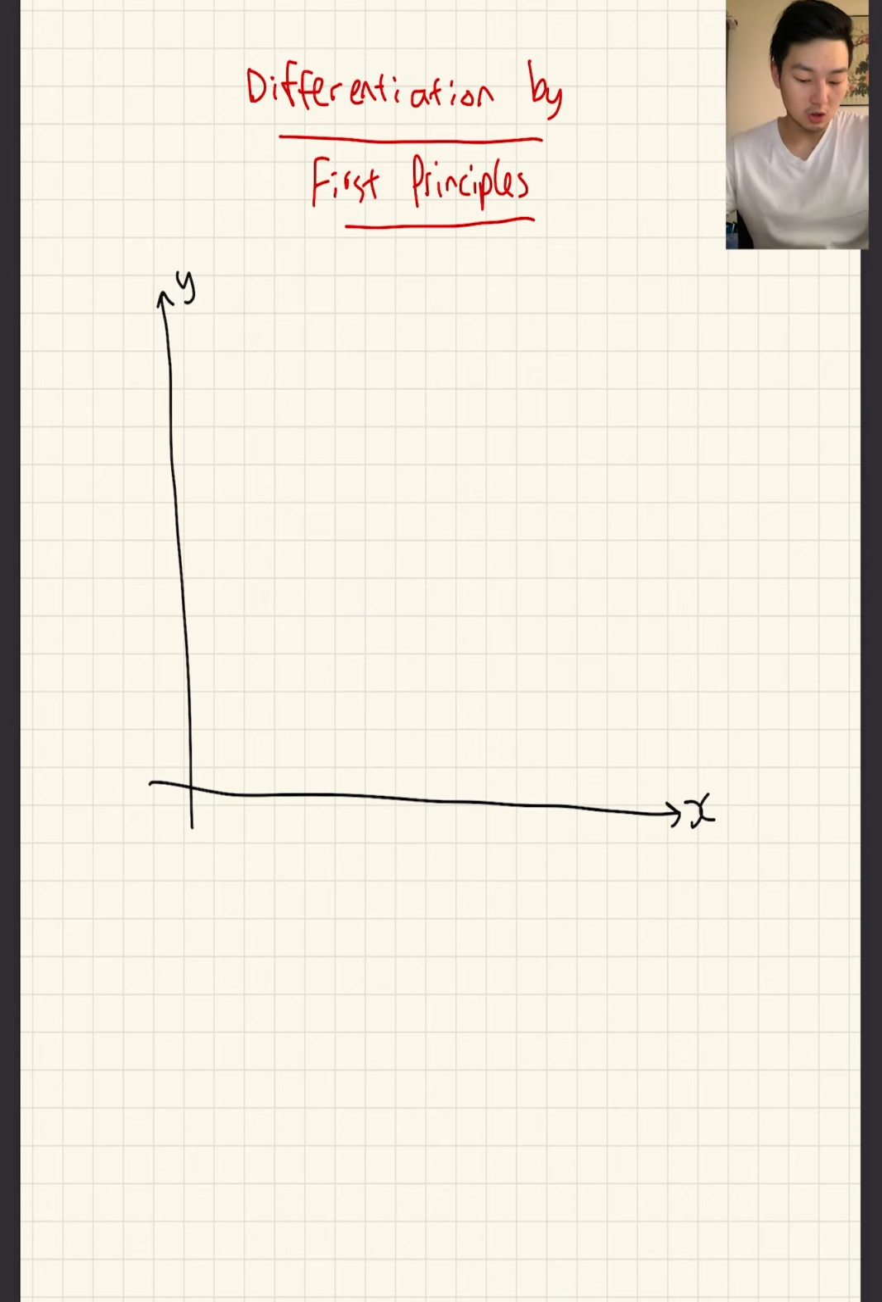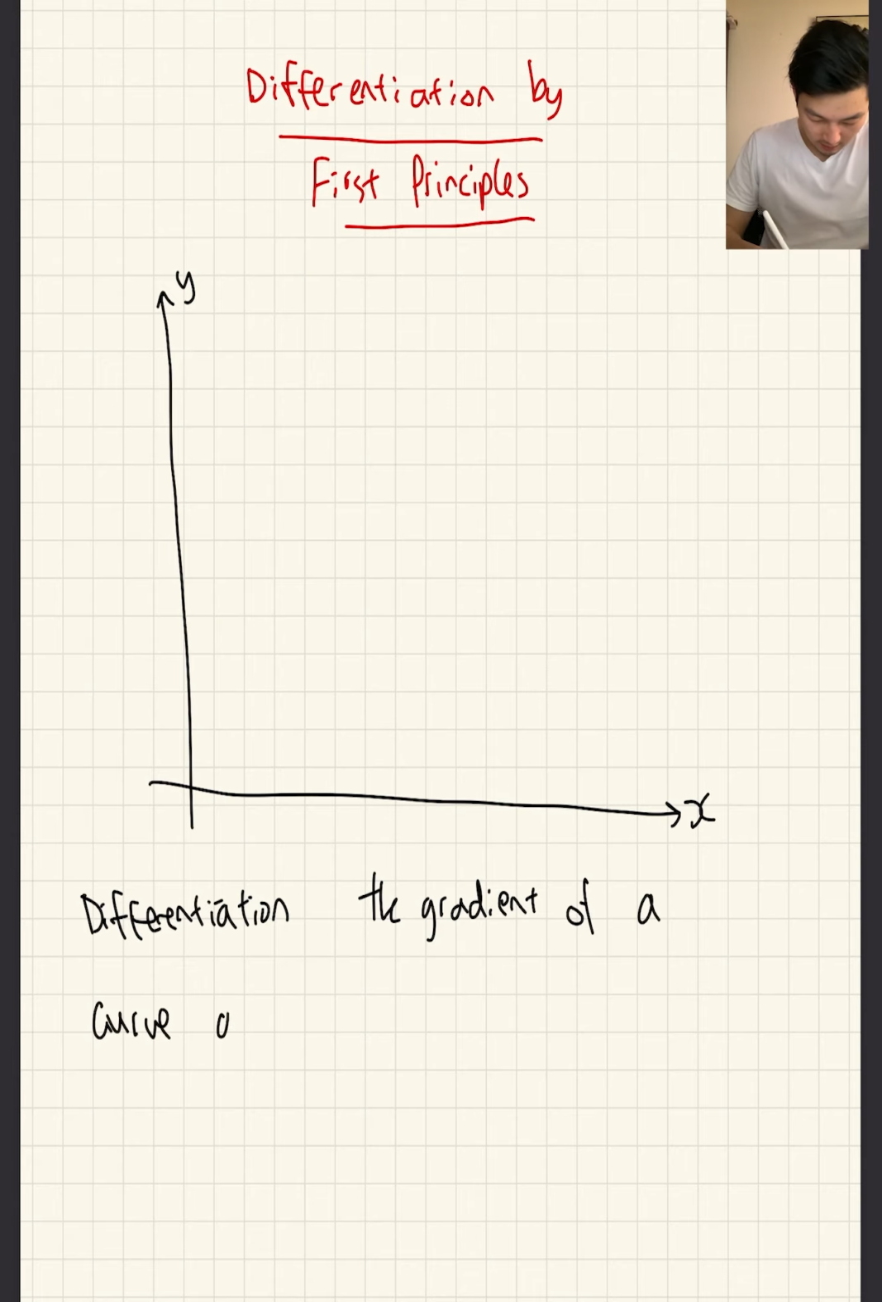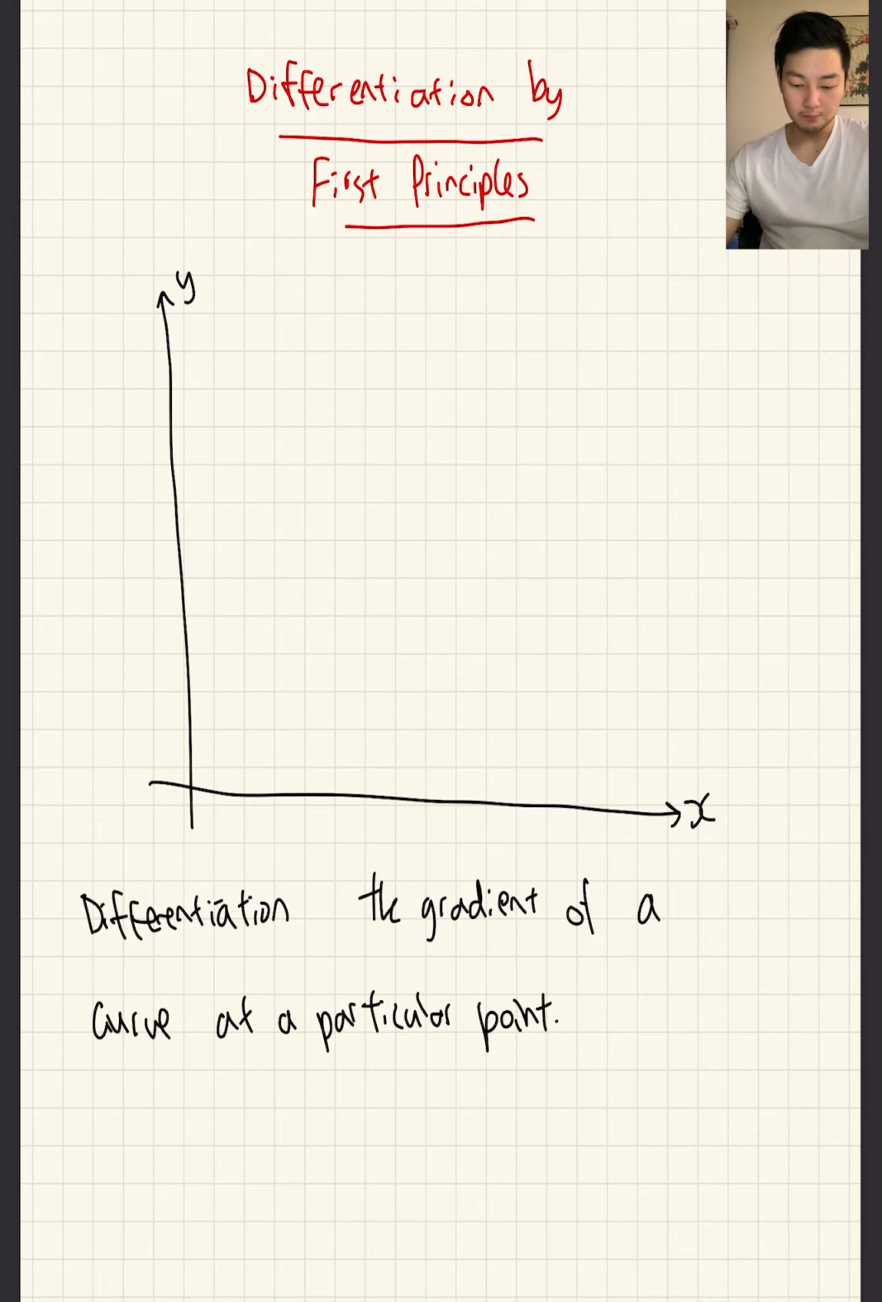So we quickly revisit the idea that differentiation finds the gradient of a curve at a particular point. The gradient of a curve at a particular point. And as we know, a curve will have changing gradients, unlike a straight line.